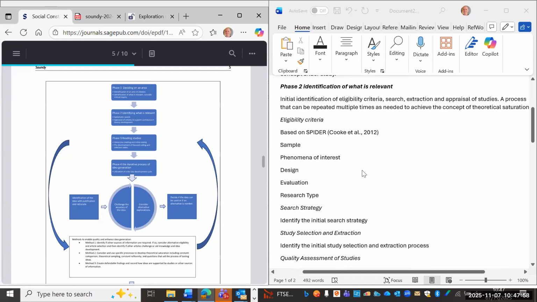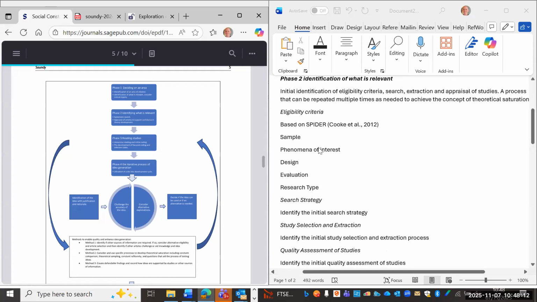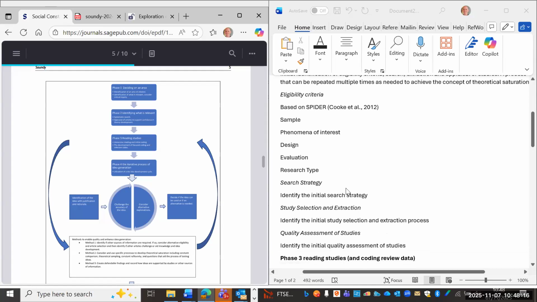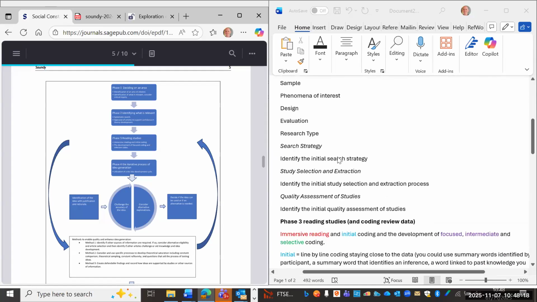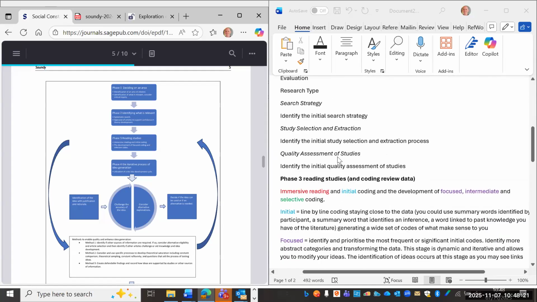Eligibility criteria for what studies you want to include would be based on SPIDER or an appropriate qualitative acronym. So we've got sample, phenomenon of interest, design, evaluation, research type. So we're thinking about what is the focus initially for you. The initial search strategy and the extraction as you would do. And again, you can look at other documents around how to do this for reviewing. I would always encourage that and be sensitive to qualitative information.